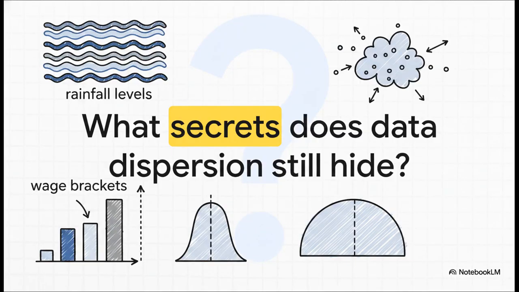So there we have it. We have successfully conquered the chaos of data. We've learned exactly how to find the singular representative figure, the mean, whether our data is grouped or ungrouped, using both the direct path and the clever indirect shortcut. But I do want to leave you with one final thought. The mean tells us exactly where the center is. But remember all those wildly different rainfall levels and those different wage brackets we looked at? If the mean perfectly summarizes the center, what secrets do the internal variations, what statisticians call the dispersion, still hide from us?